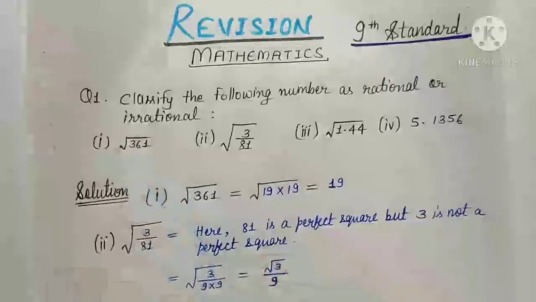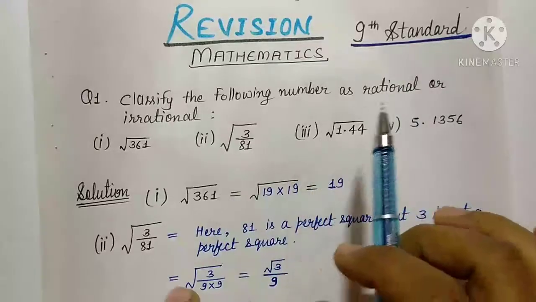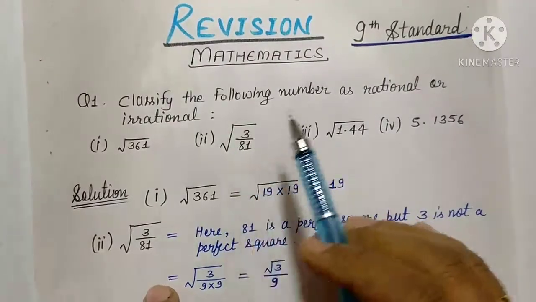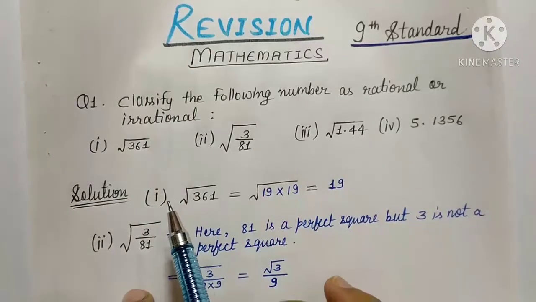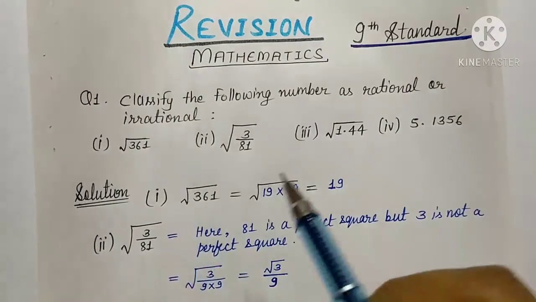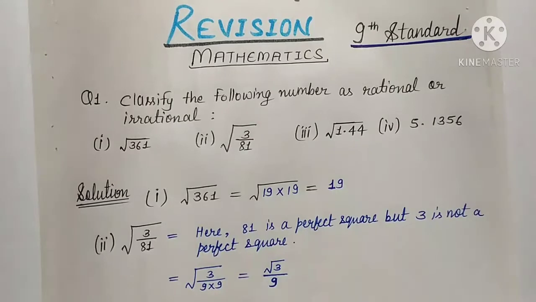Question number 1 says that classify the following numbers as rational or irrational. Just observe the numbers and then you have to identify whether these numbers are rational or irrational. So let me revise that rule about a rational number. A number can be called a rational number when it is written in a upon b form. It means it should be in fractional form, where a and b, that is numerator and denominator, both should be integers, and b, that is the denominator, should not be equal to 0.